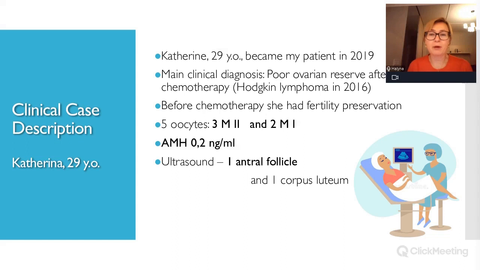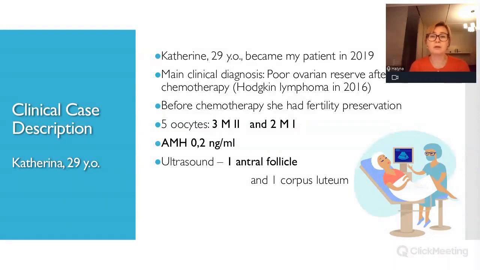We will talk today about the case of my patient, Katerina in Ukrainian. She was 29 years old when she became my patient in 2019. And her main clinical diagnosis was very poor ovarian reserve after chemotherapy. She had Hodgkin lymphoma in 2016, successfully treated, but after this treatment she lost almost all her eggs.